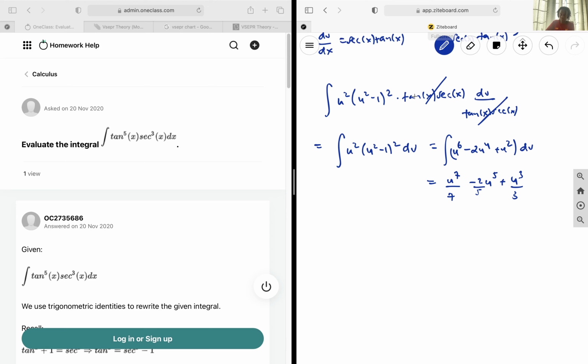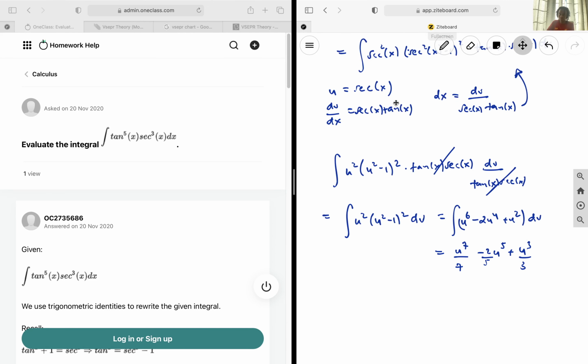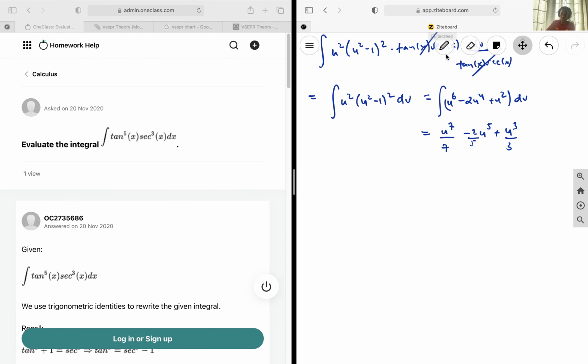Let's go ahead and remember the fact that u is equal to secant x. We're just going to fill that in here. And we will get secant x to the power of 7 over 7 minus 2 secant x to the power of 5 over 5 plus secant x cubed over 3. And then we're going to have the plus c.